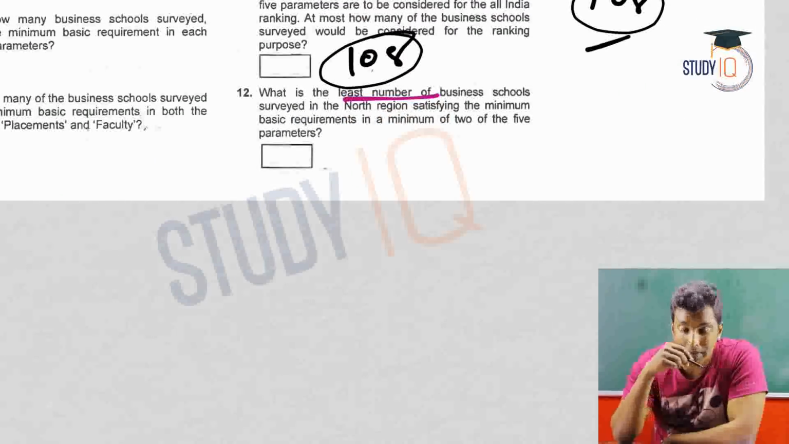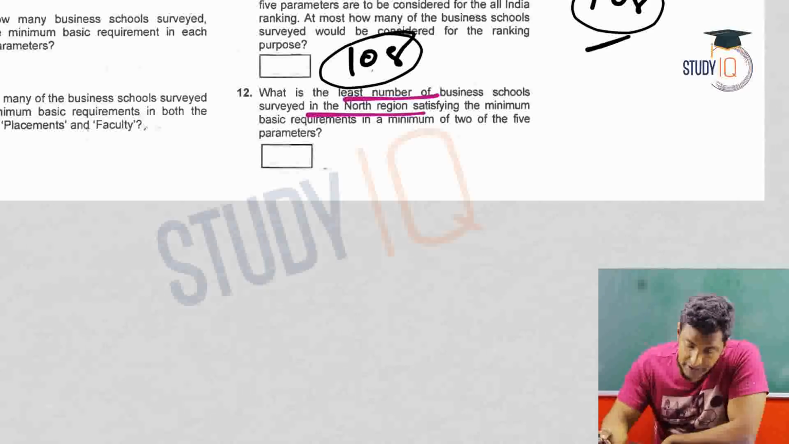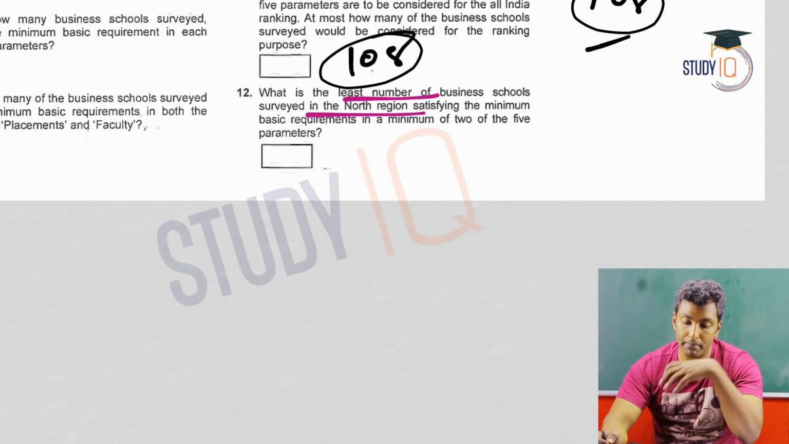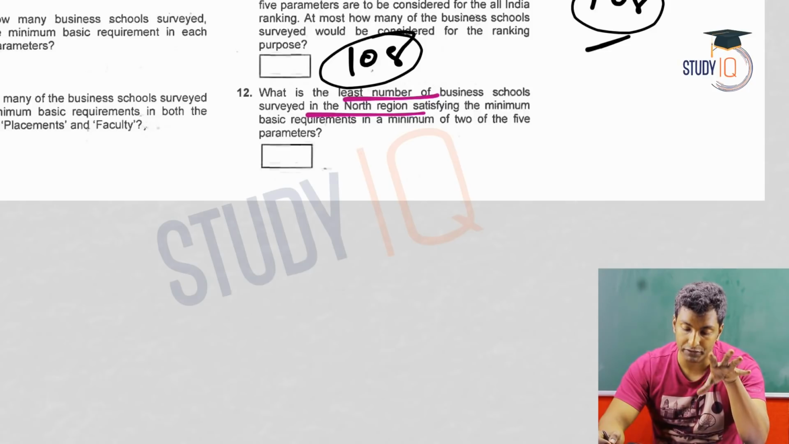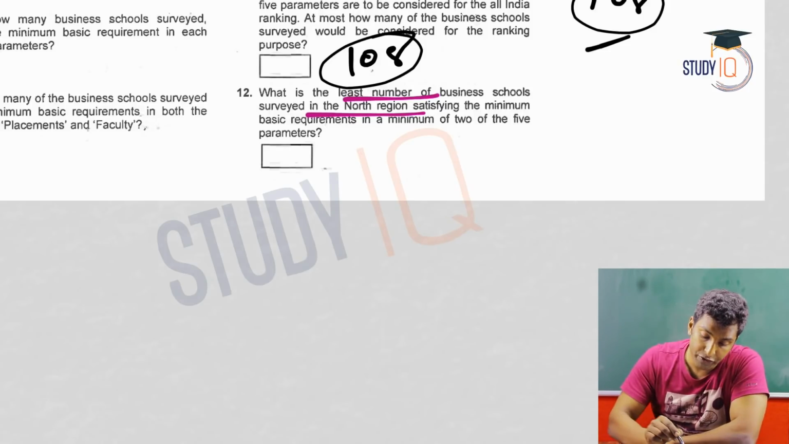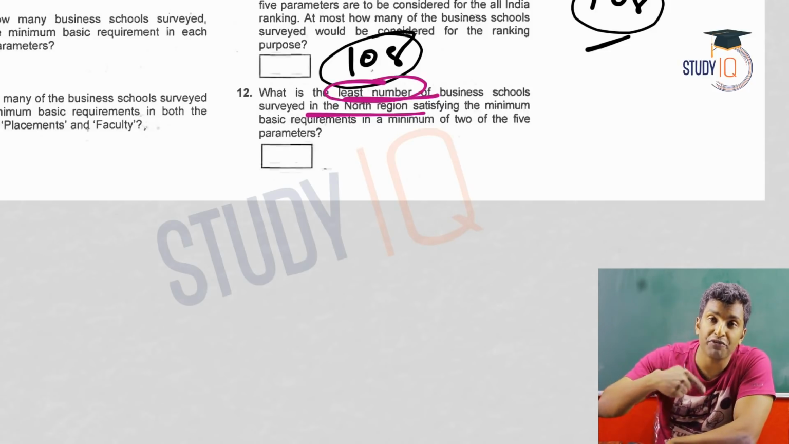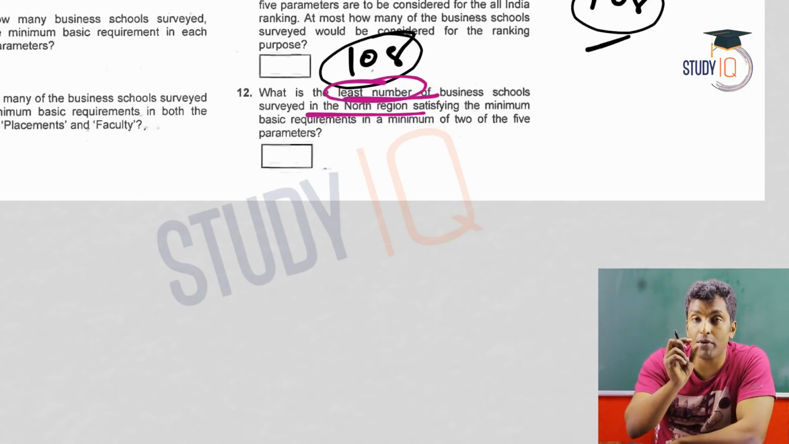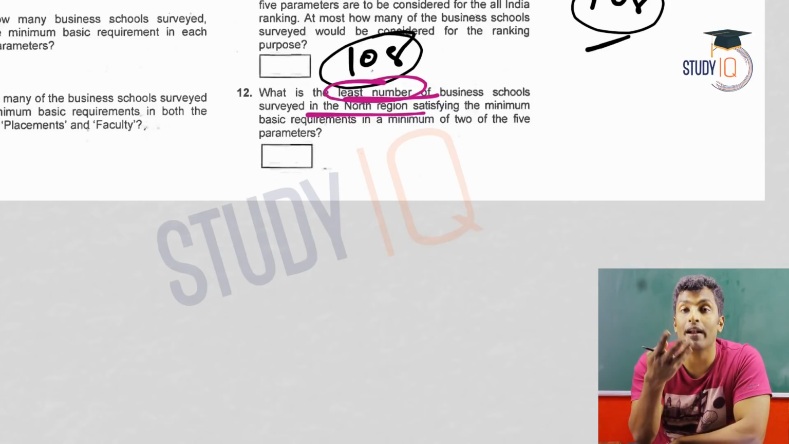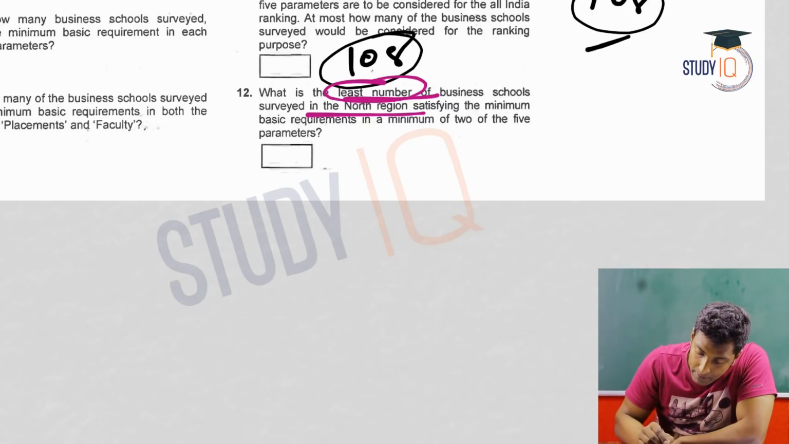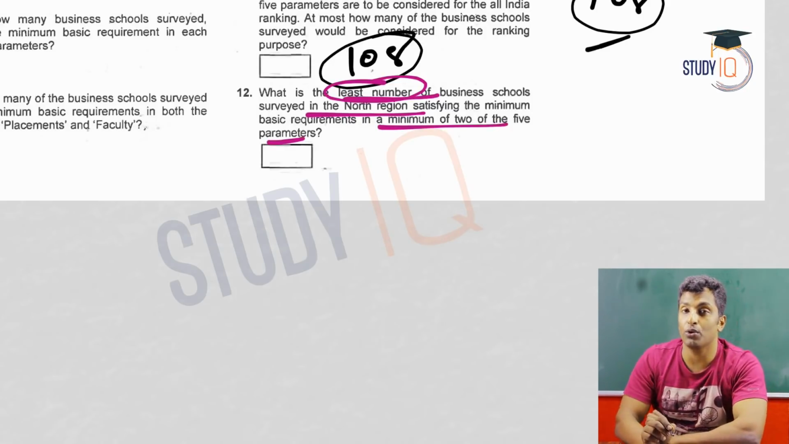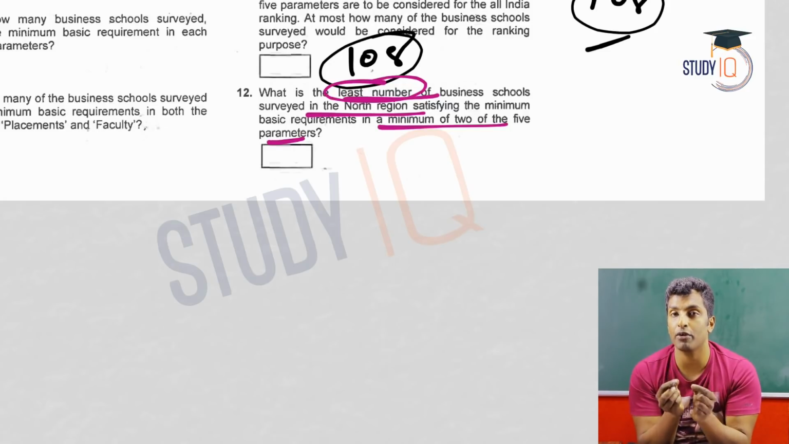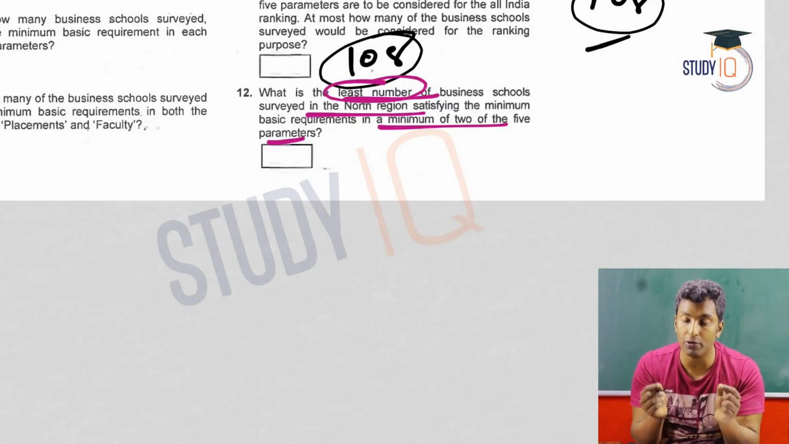And the last one, what is the least number? So we need to find the minimum here. Business schools surveyed in the North region satisfying the minimum basic requirements of minimum of 2 of the 5 parameters. Okay, so we need to find the least number. So if you need to find minima, what we need to do? We need to maximize the number of schools which satisfy 1. Okay, so minimum 2 of the 5 parameters. Okay, so we need to find the least number of business schools which satisfy minimum 2 of the 5.